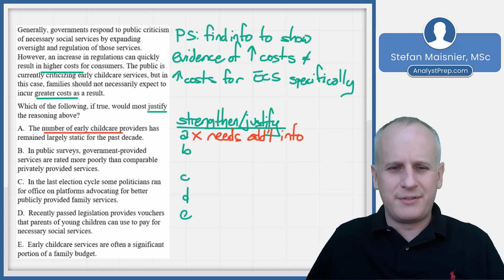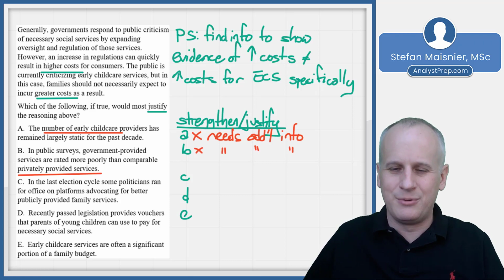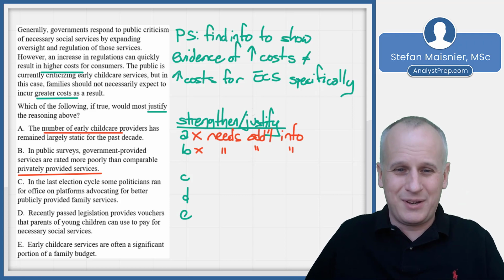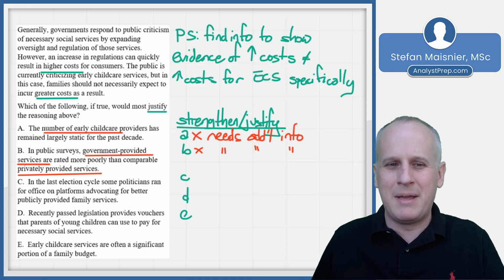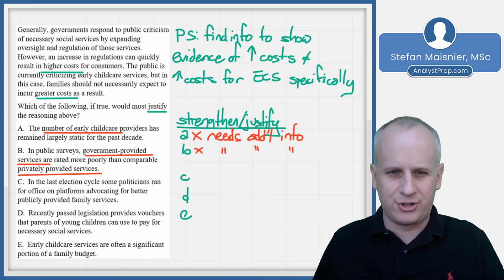Now, in public surveys, government provided services are rated more poorly than comparable privately provided services. Well, okay, we've introduced the idea of privately provided services this time, and that too needs additional information. We're talking about the government, and we're talking about criticizing early childcare services and regulations, and we actually never really said that they were going to be government provided services even. So there's a whole lot of additional information needed to make B actually address the direct conclusion that the families should not expect to incur greater costs because the public is criticizing early childcare services.